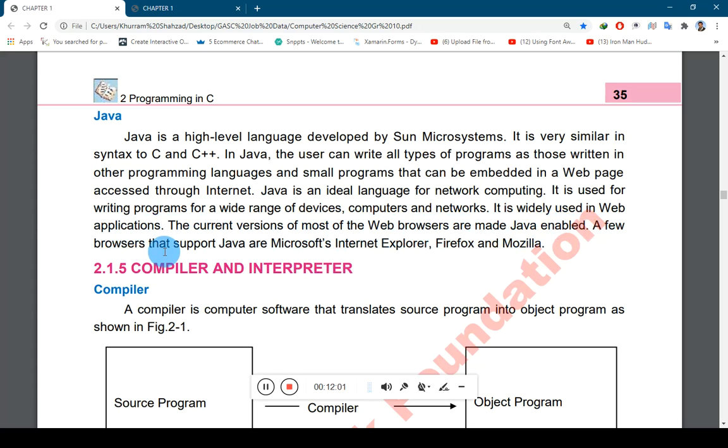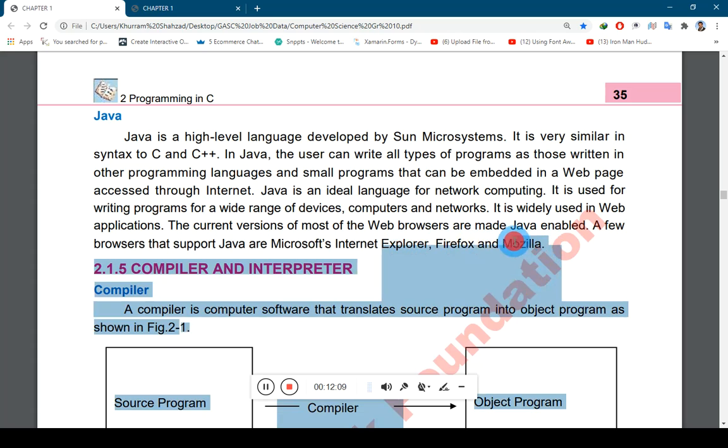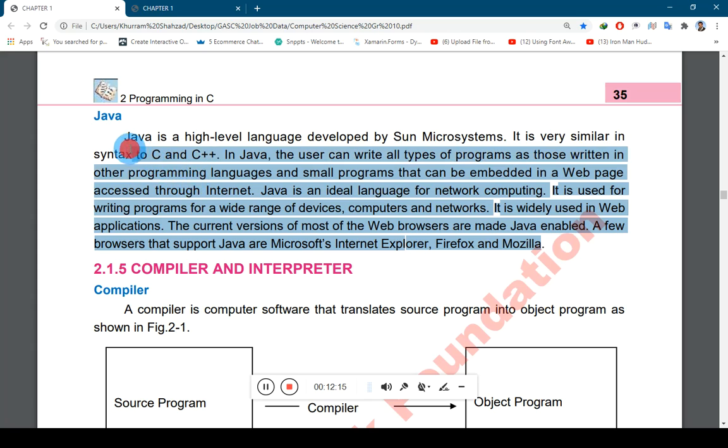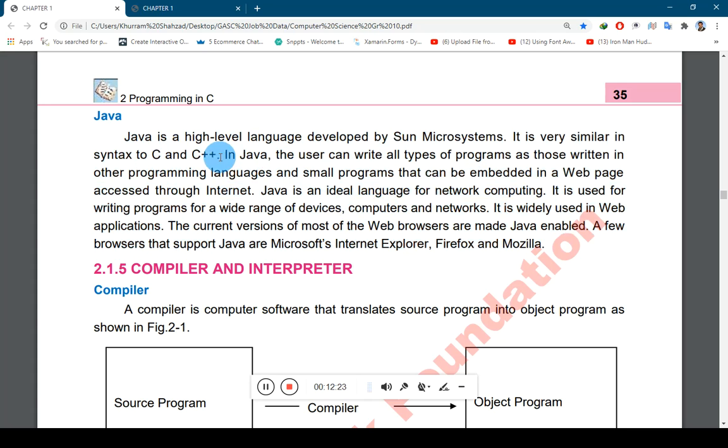A few browsers that support Java are Microsoft Internet Explorer, Mozilla Firefox, Google Chrome, Safari browser, etc. So all the browsers support Java because Java is the network language. So if you want to do internet-like work and networking, your browser is based on Java. So Java is a very important and very efficient language which is developed by Sun Microsystems.